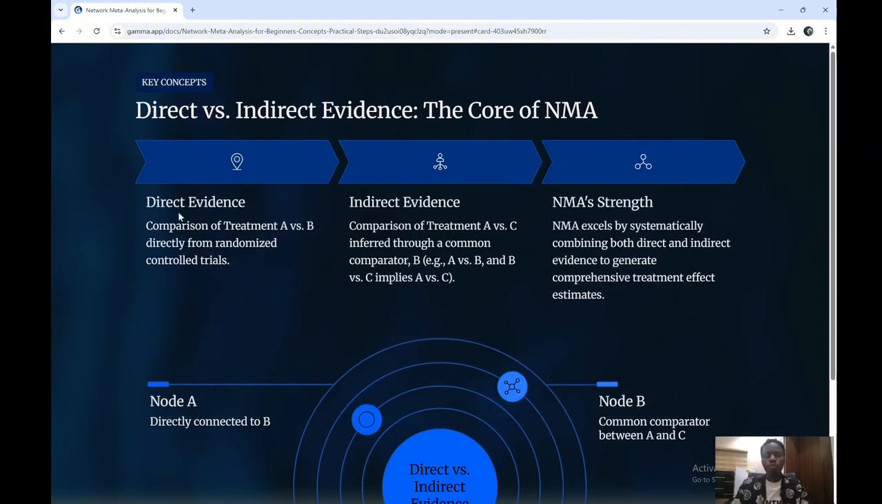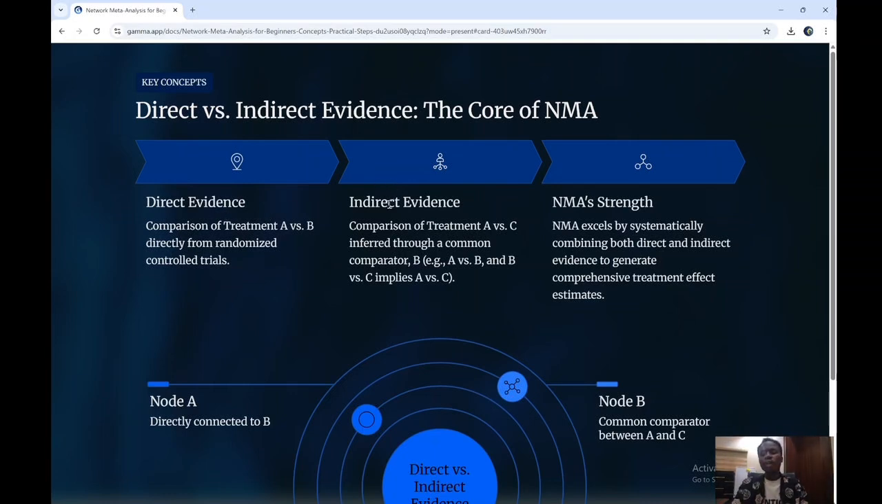You can be looking at direct evidence, right? Where you're comparing node A versus node B, trying to understand how directly connected this particular class of drug is to that particular class of drug. Or it could be any form of intervention aside from therapeutics. But the idea here is that when you talk about direct evidence, you're saying we're trying to make a comparison of treatment A versus B directly, maybe from 2 randomized trials.